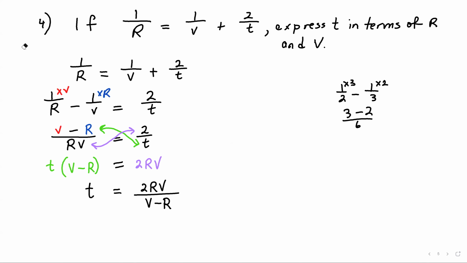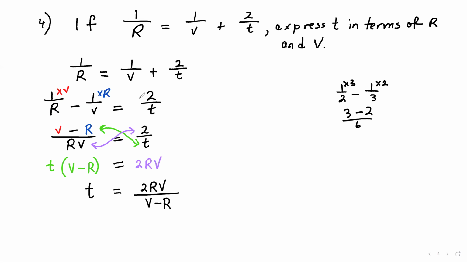1 over r is equal to 1 over v plus 2 over t. So first, I need to make t the subject. So I'm going to move all the other terms to the other side of the equation first. Because this is plus 1 over v, when I move it to the other side, it will become minus 1 over v. So I will now have 1 over r take away 1 over v is equal to 2 over t.